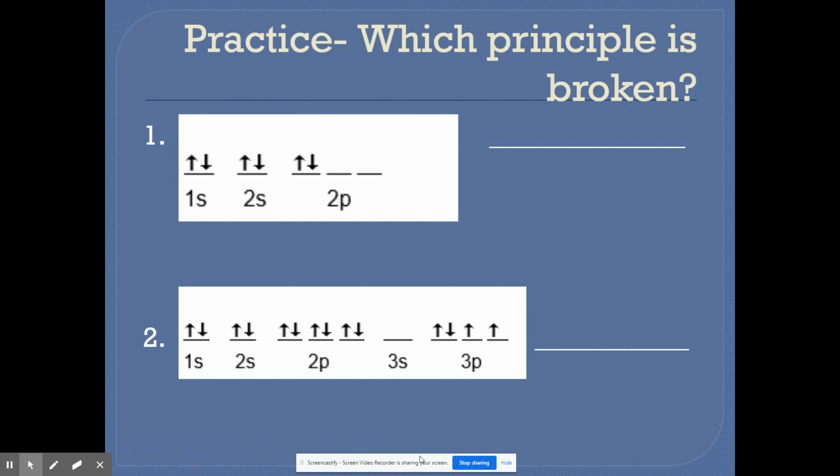Which rules are being broken? So for number 1, we have 1s, and there's one going up and then one going down. Then 2s, one going up, one going down. Then 2p, this is incorrect right here, this arrow. It should be here instead. Now, what rule tells us that they should go up first and then down? That is Hund's rule.